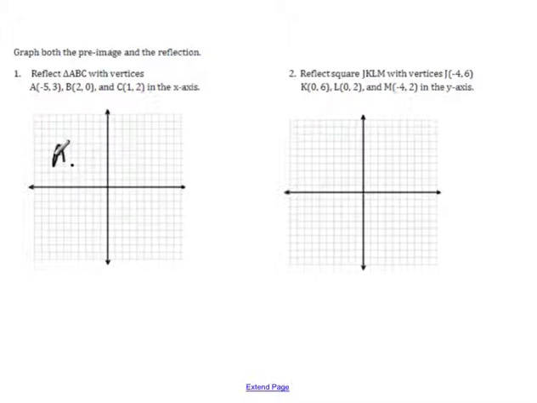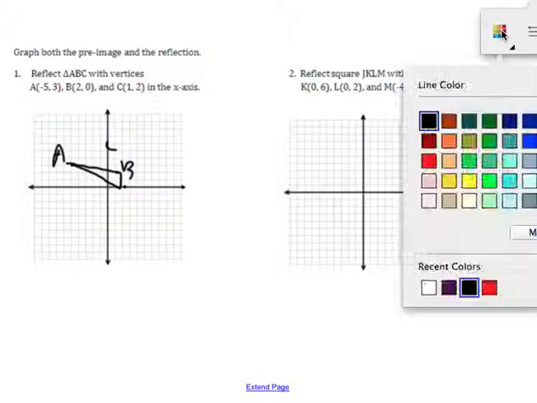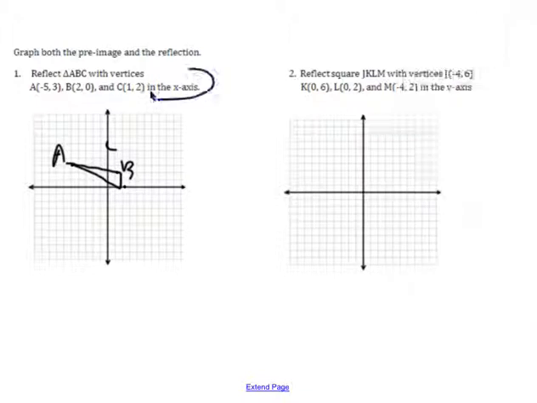So that is point A. Then I'm going over 2, up 0, and that is going to be point B. And then I'm going over 1, up 2, and that is point C. So right here, I have a triangle. Now we want to reflect it over the x-axis. If you look up earlier on your sheet, recall that to reflect it over the x-axis, I need to multiply each y-coordinate by -1. The y-coordinates are always the second one in the parentheses. So each of those I'm going to multiply by -1.